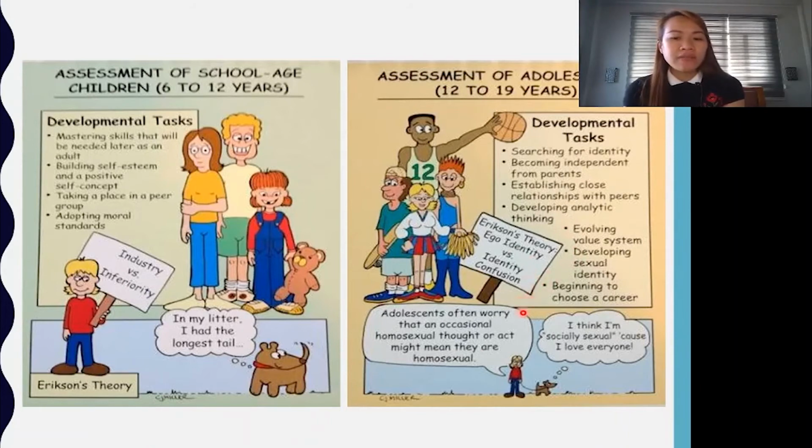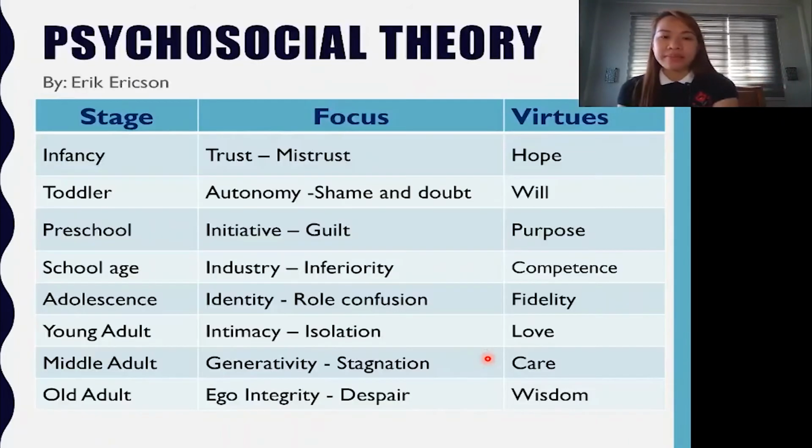So, adolescents often worry that an occasional homosexual thought or act might mean they are homosexual. So, nagwo-worry sila. But really, sometimes, diba, it's normal to have a girl crush pag sobrang ganda-ganda ka. Parang hindi ka naman ibig sabihin na homosexual ka na, but it's just normal to have that. Now, let's go on to the psychosocial theory. Kanina we talked about psychosexual theory. Now, let's talk about psychosocial theory by Erik Erikson.